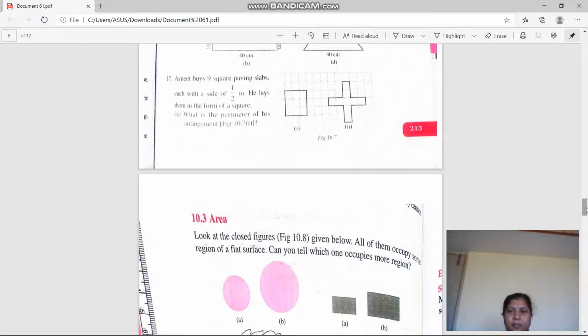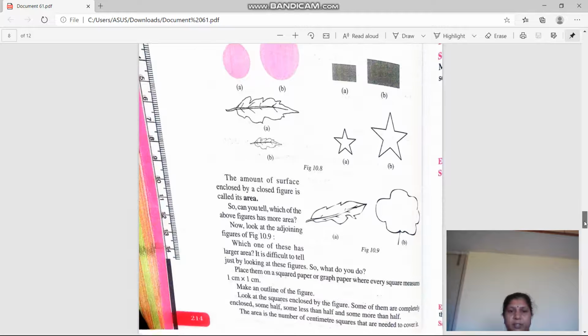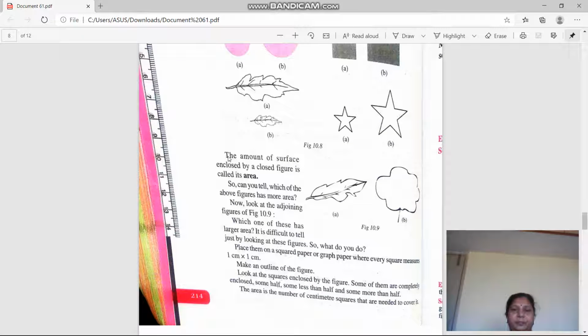So let's start area. First of all we see the definition of area. The amount of surface enclosed by a closed figure is called its area. Underline it and remember it. The amount of surface enclosed by a closed figure is called its area. First, we see how to calculate with the help of a square grid, that is, graph paper. There are rules we have to use.